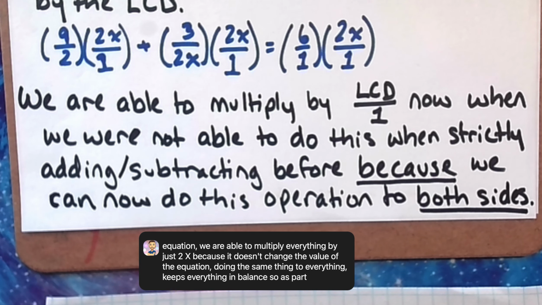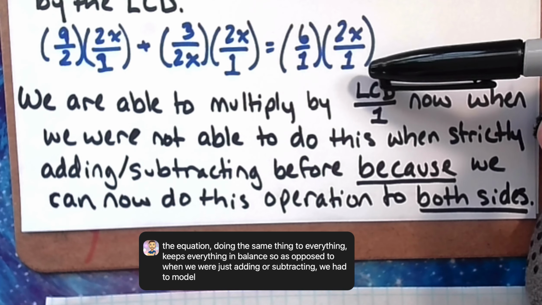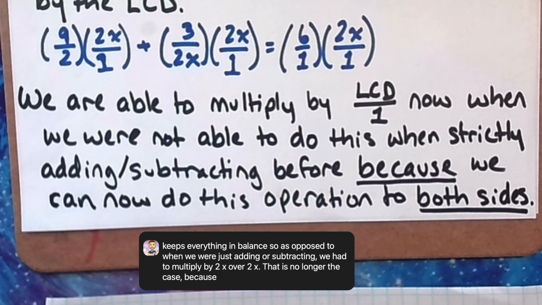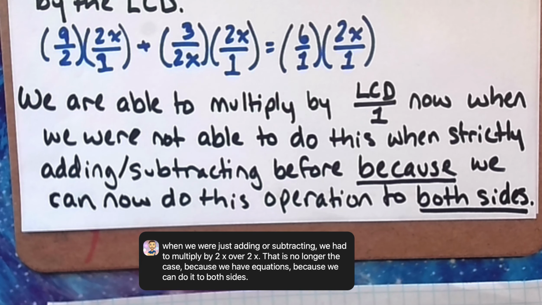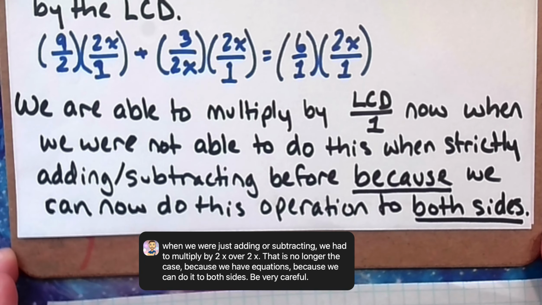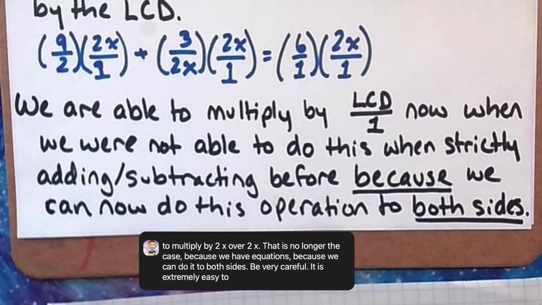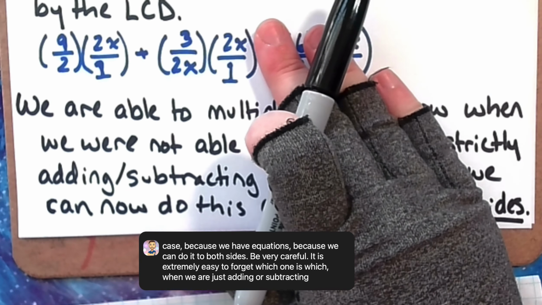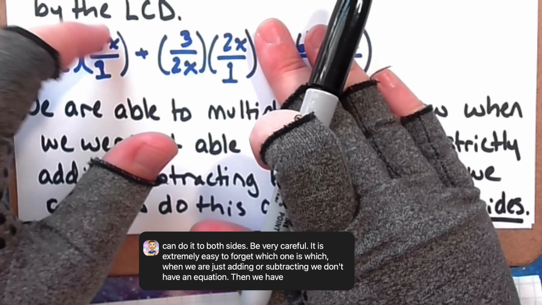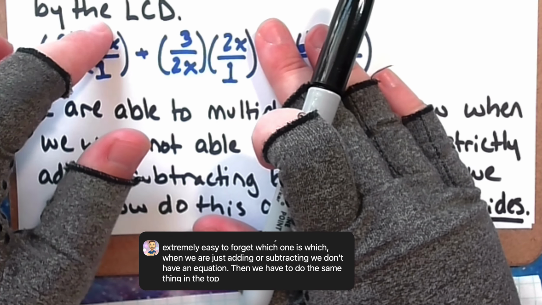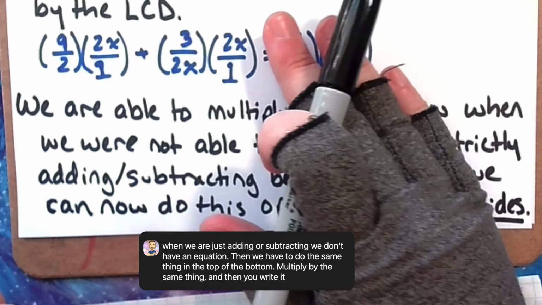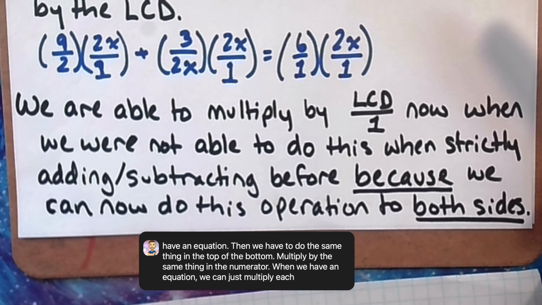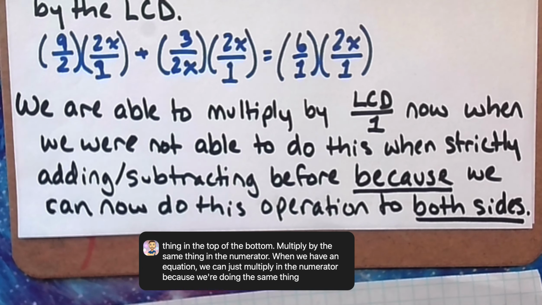So as opposed to when we were just adding or subtracting, we had to multiply by 2x over 2x. That is no longer the case because we have equations, because we can do it to both sides. Be very careful. It is extremely easy to forget which one is which. When we are just adding or subtracting, we don't have an equation. Then we have to do the same thing in the top and the bottom, multiply by the same thing in the numerator and the denominator. When we have an equation, we can just multiply in the numerator because we're doing the same thing to all terms in the equation.